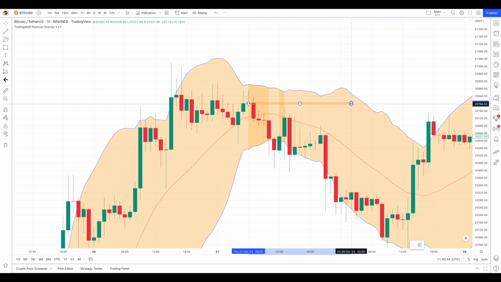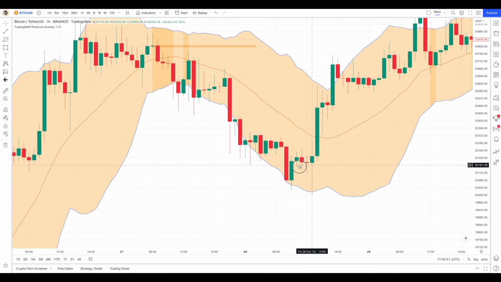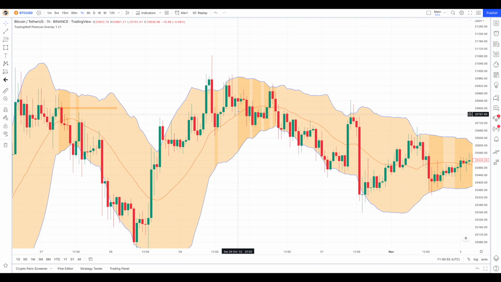See this one, it actually didn't quite reach the body of the candle. It was a very small candle, so you might want to look at the wicks for that one. Then we have the move to the downside. Just to show you one more example, this one's only one candle, so it wouldn't count.